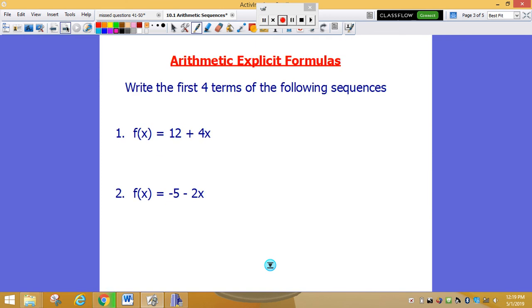Okay, if I give you a formula, I wanted the first 4 terms. Well, here's my first term, is 12. And then this is what I'm changing by, so I'm going to add 4 each time. So 12 plus 4 is 16, plus 4 is 20, plus 4 is 24. My first term's negative 5. And this time I'm subtracting 2 each time, right? I'm subtracting 2. So I'll get negative 7, and then negative 9, and negative 11.